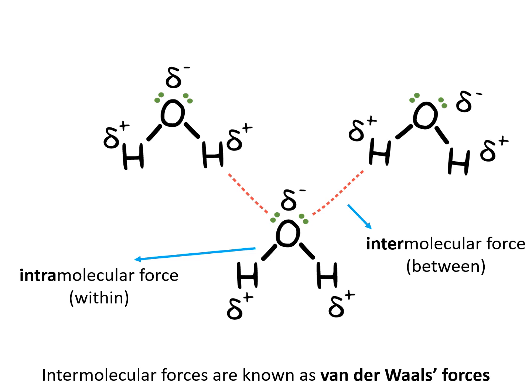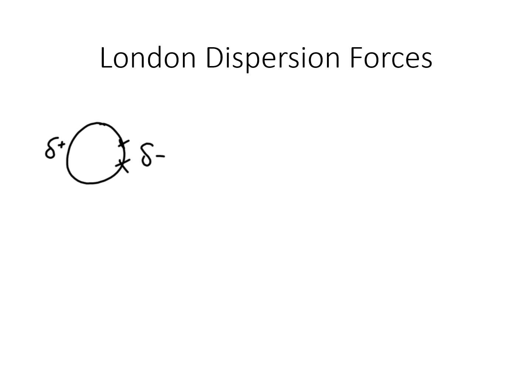Collectively, they are known as van der Waals forces, and there are 3 of them we're going to look at today. The first type is known as London dispersion forces. This is named after Fritz London, a chemist in the 19th century, I believe, and he discovered or theorized these London dispersion forces. So here's how they arise.